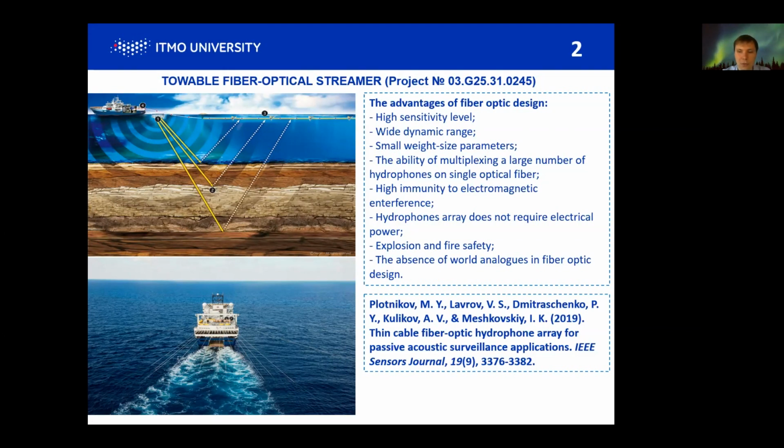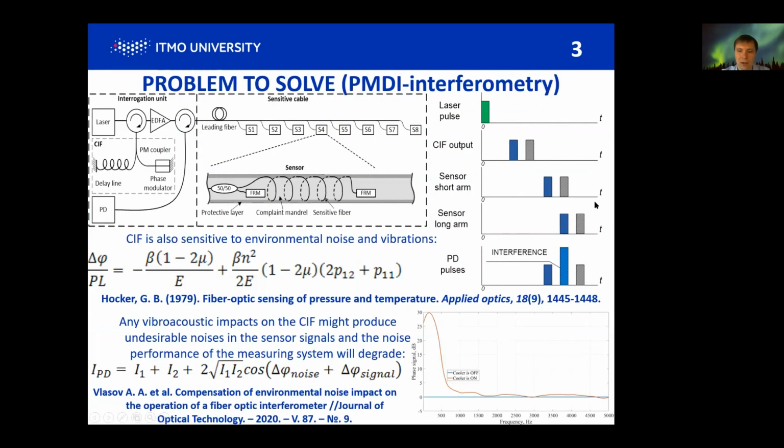Currently, the university has developed a fiber-optic streamer based on a system of fiber-optic interferometric phase sensors as part of a grant. This solution has a number of advantages in comparison with classical approaches. It lowers the requirements for the coherence length and modulation rate of the interrogating optical source.